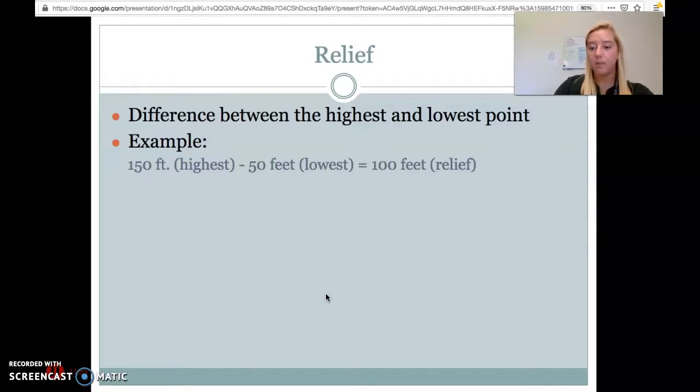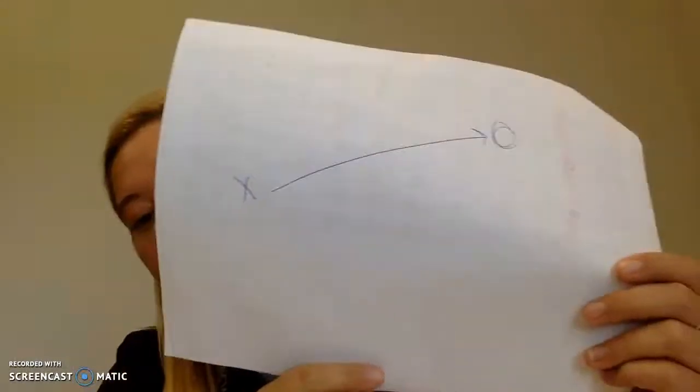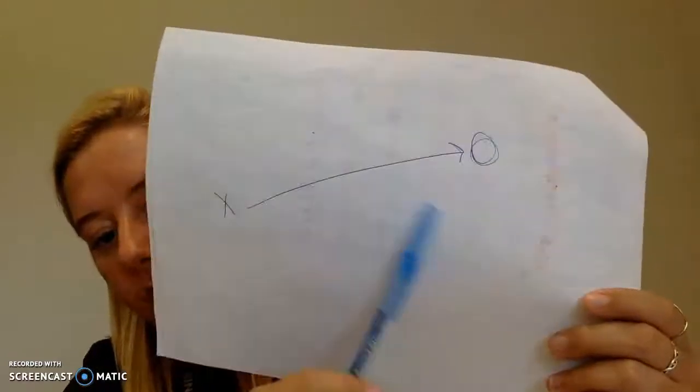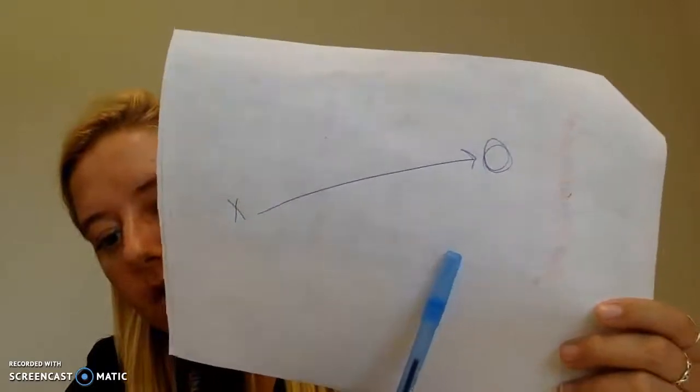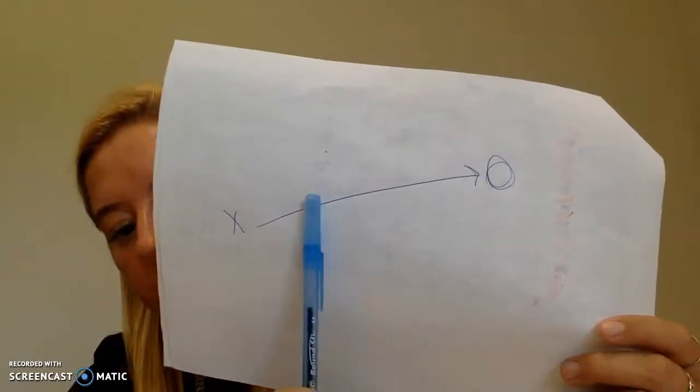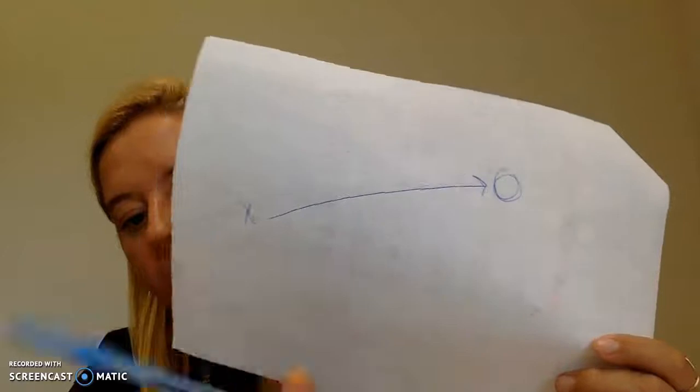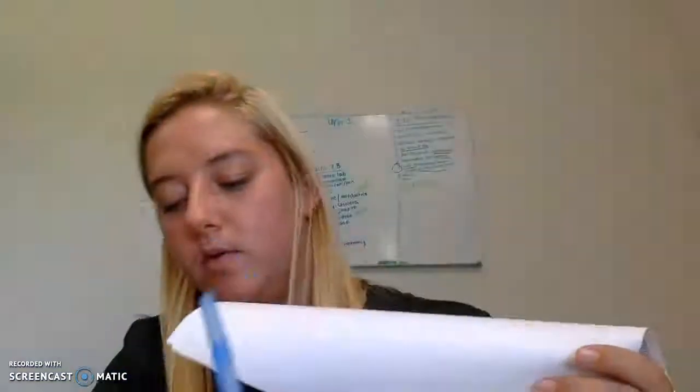I could give you a simple map, let's just say I gave you a map that looks like this. So this is your map. Say you are supposed to walk from point X to the circle. You might think it's really easy, right? I'm just going from the X to the circle. But if there's a mountain right here, it's going to be pretty difficult, right?